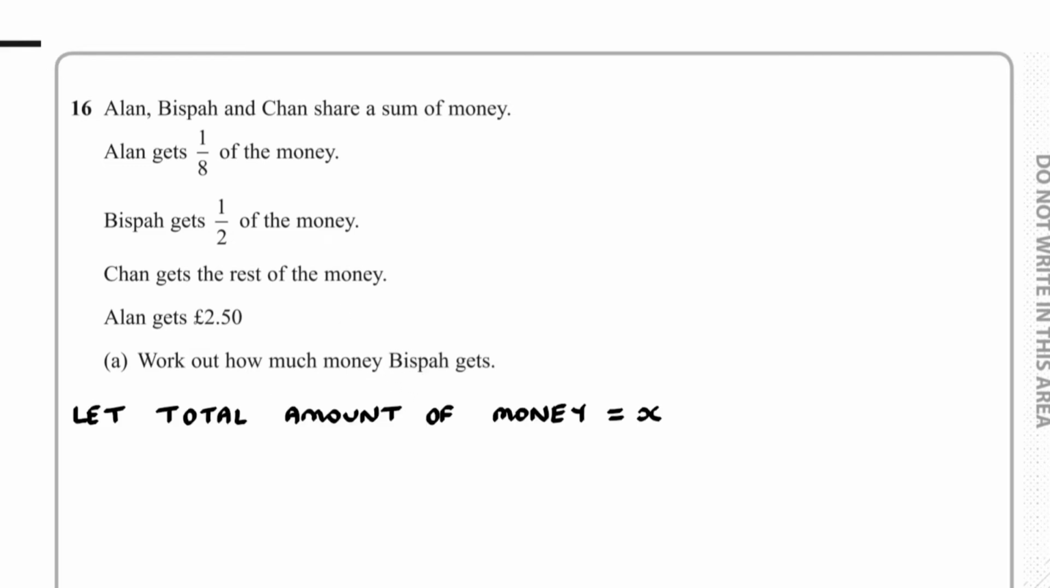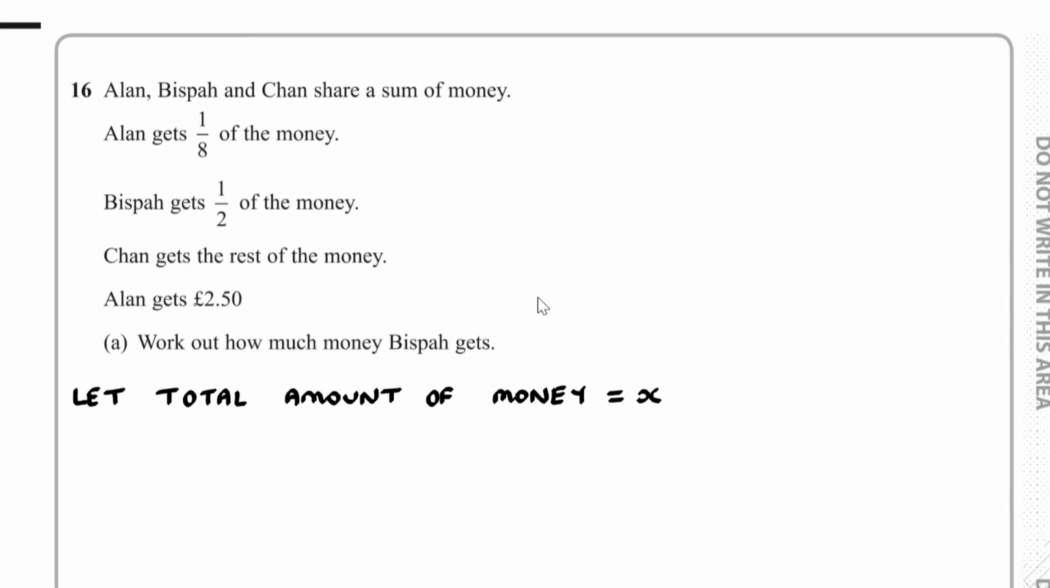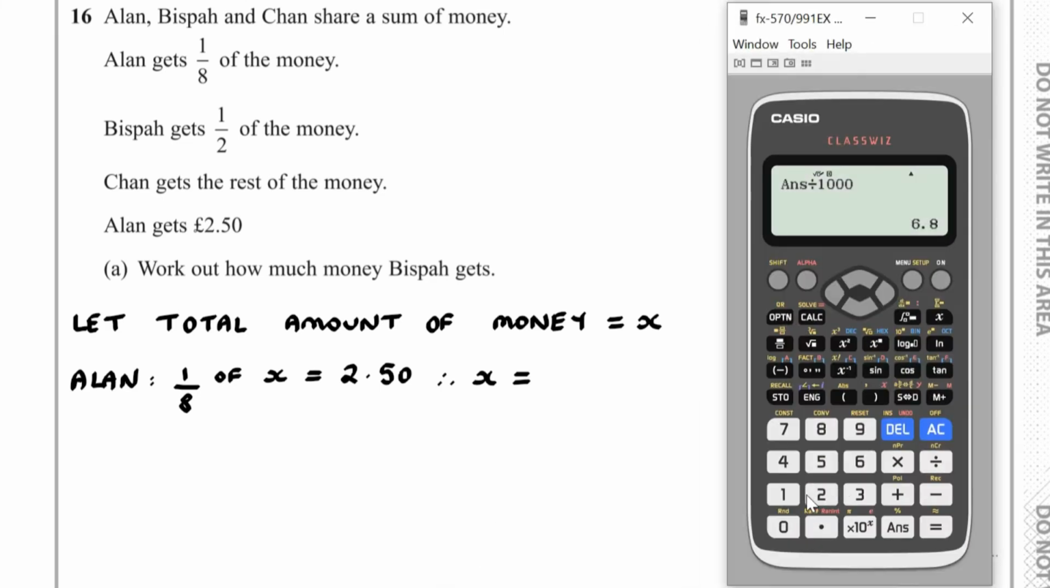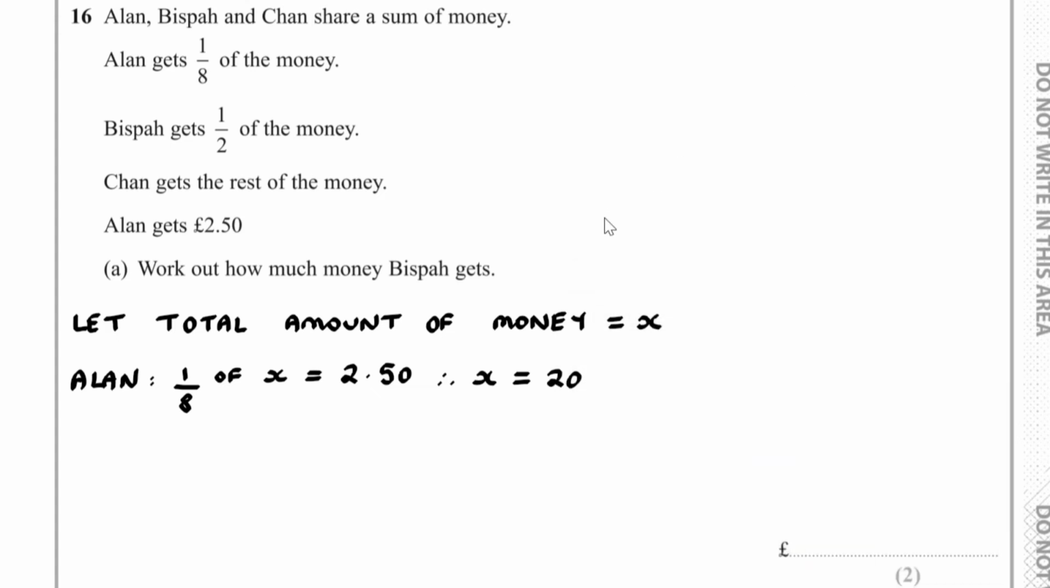Well, if we let the total amount of money equal X, then we know that Alan gets £2.50 and Alan gets 1/8 of the money. So, if we focus on Alan, we've got 1/8 of X equal to £2.50. So I can find X by multiplying by 8 to find the total amount of money. 8 times £2.50 equals £20. So we've got £20 in total.